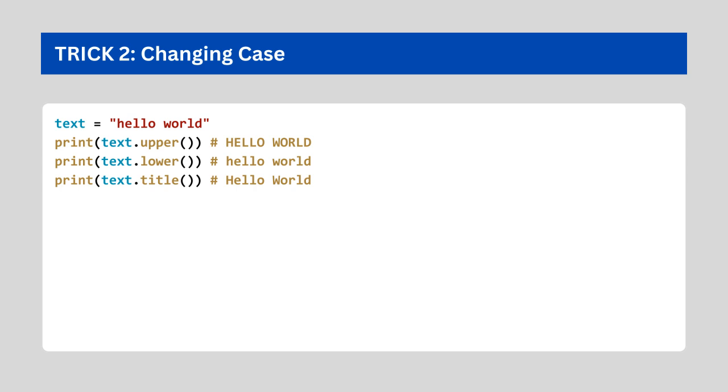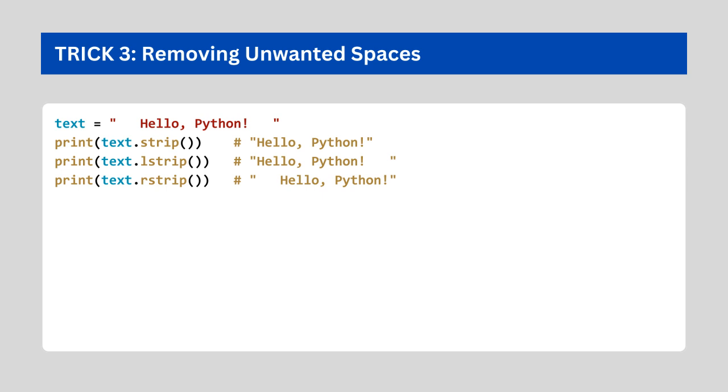Upper ensures text is in all caps, great for standardizing data. Lower is perfect for case-insensitive comparisons. Title capitalizes each word, useful for proper names and headings. Trick 3. Removing unwanted spaces.